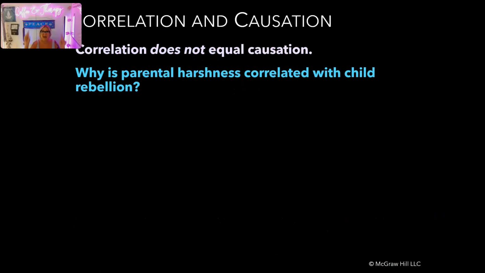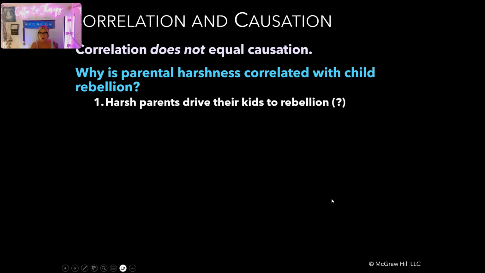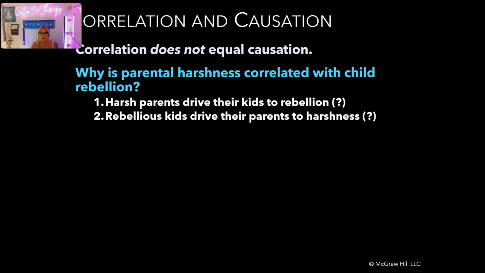One thing to remember, extra credit point number 2: correlation does not equal causation. Just because something correlates with something else does not mean that it causes it. So again, extra credit 2, correlation does not equal causation. So why is parental harshness correlated with child rebellion? Well, harsh parents drive their kids to rebellion, maybe. Rebellious kids drive their parents to harshness.